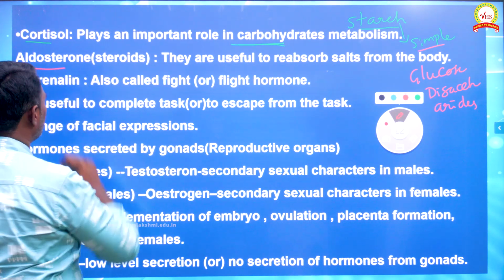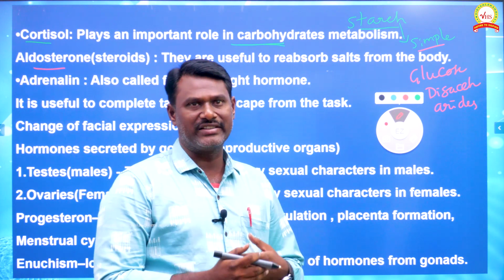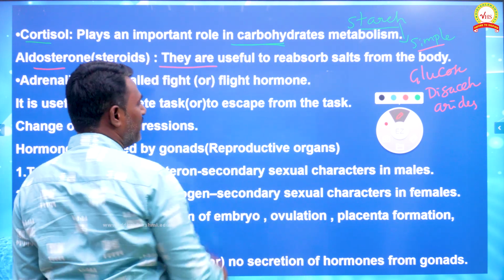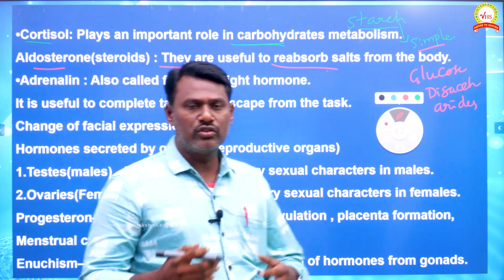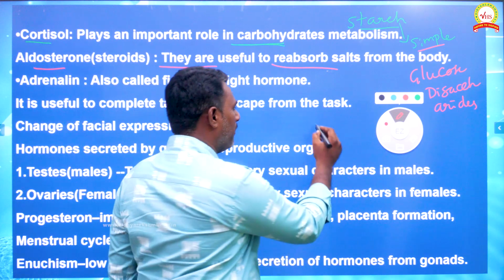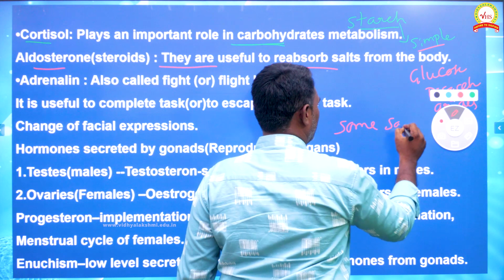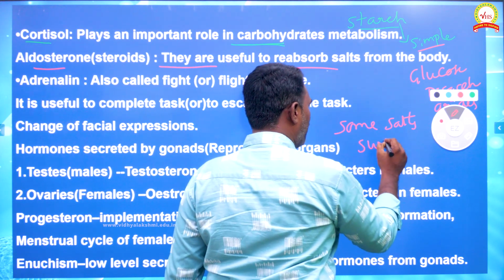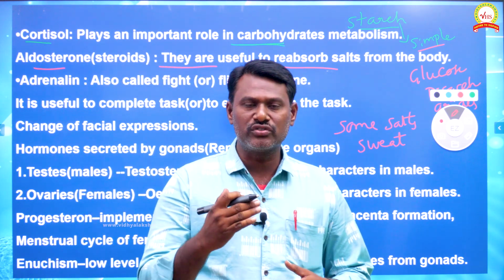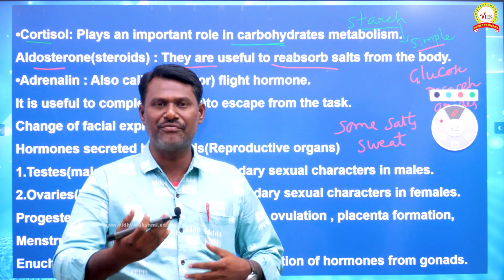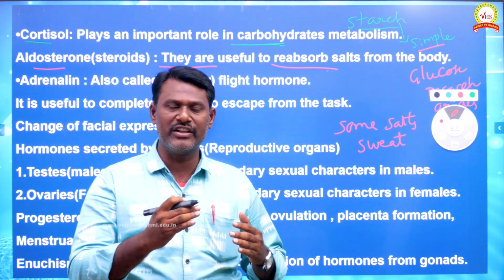The next hormone we are going to see is called aldosterone. So simply you can call it a steroid. Aldosterone is very useful in the reabsorption of salts. Whenever we do more hard work, some useful salts from our body are released outside in the form of sweat. If we lose excess salts from our body, it leads to dehydration.